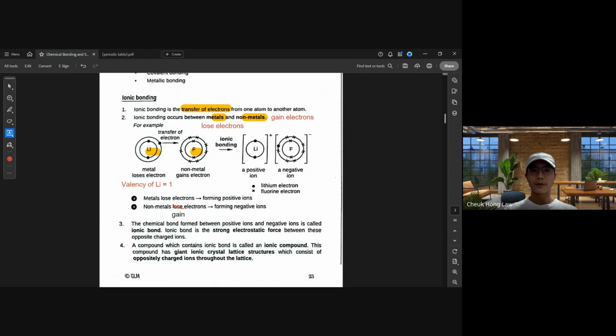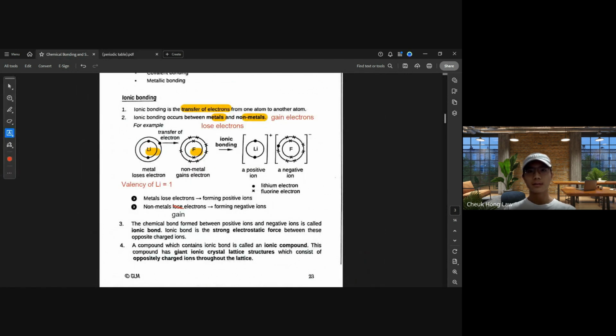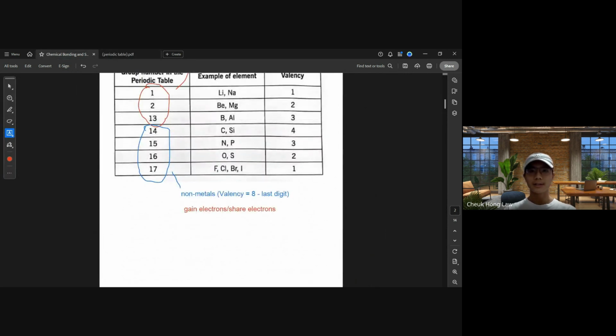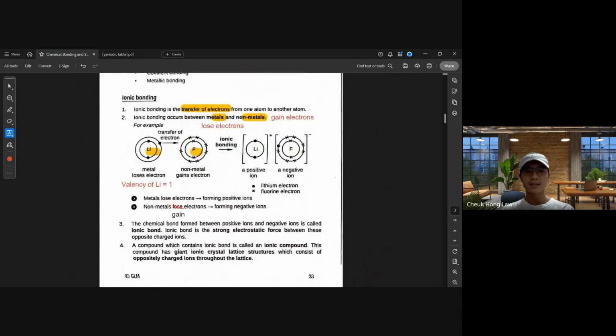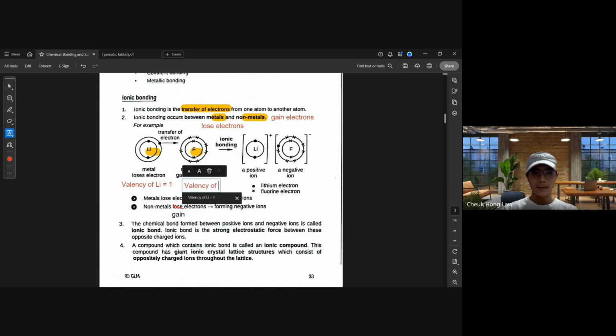Then we look at fluorine. Fluorine is in group 17. So is the valency 7 or 1? The valency is 1. Why? Because non-metals don't lose electrons, so you're not going to lose 7 electrons. You're going to either gain 1 or share 1. In this case, it's going to gain 1, but still the valency will be 1. So the valency of fluorine is 1.